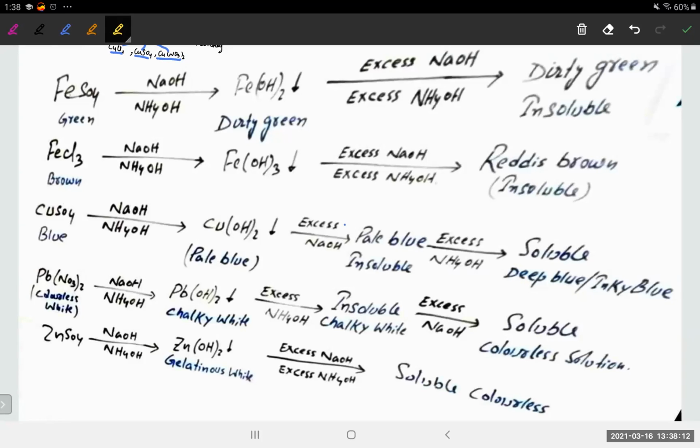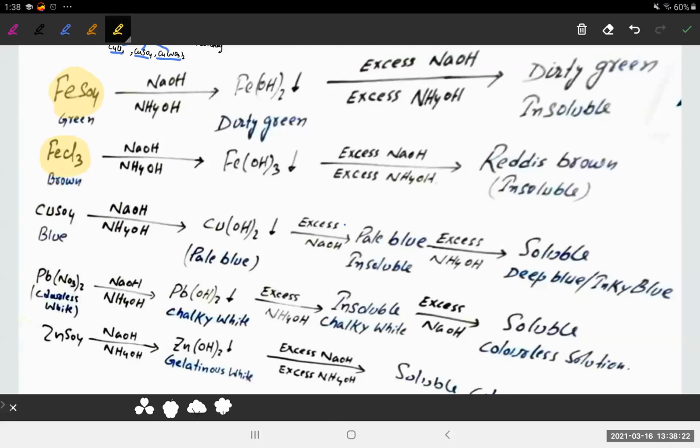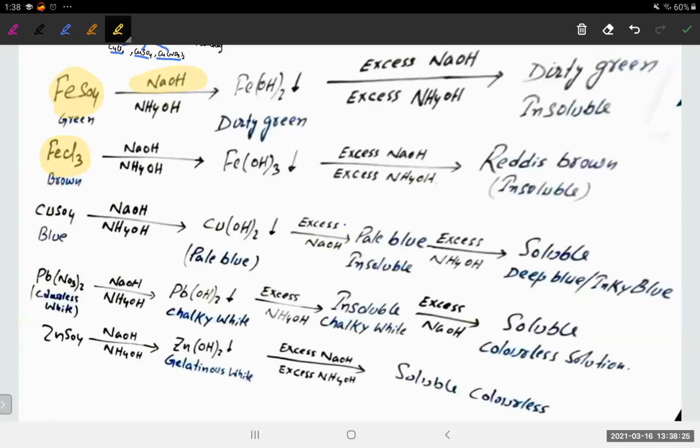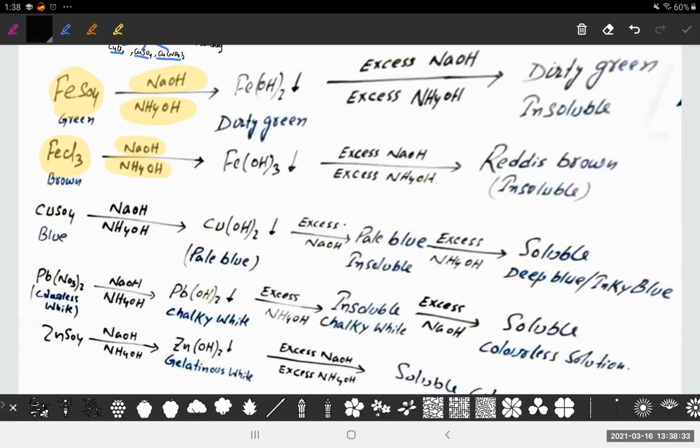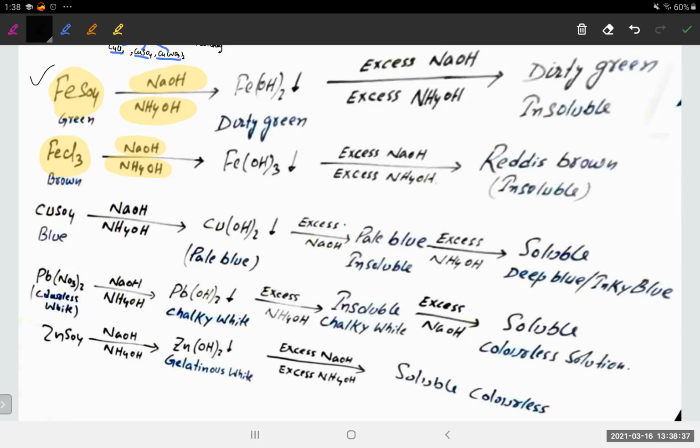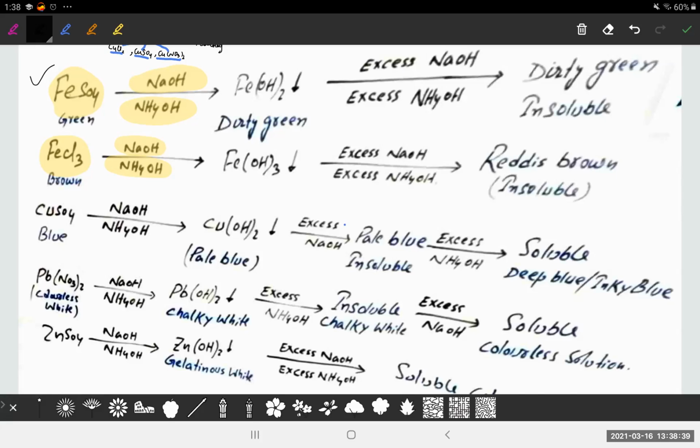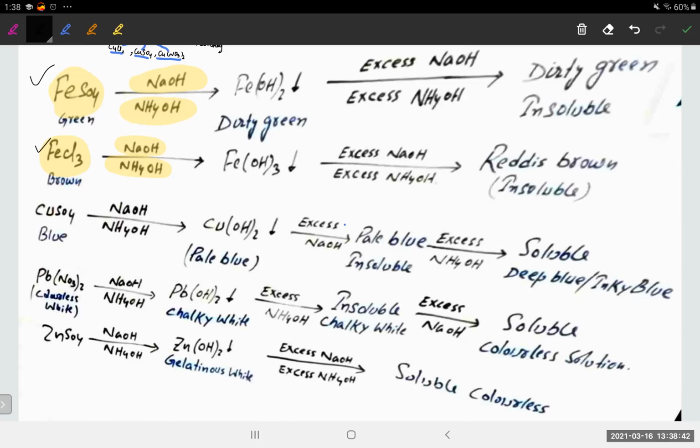First of all, we are taking the salts of iron: iron sulfate and iron chloride. Both of them are of iron. Then we react them with sodium hydroxide and ammonium hydroxide, as I have already told you. What do we get in the product? Both the irons are different. In this one we have Fe2+, and in this one we have Fe3+, isn't it?